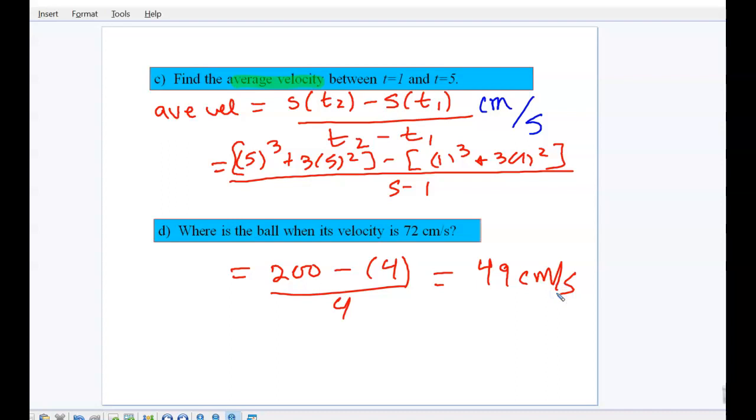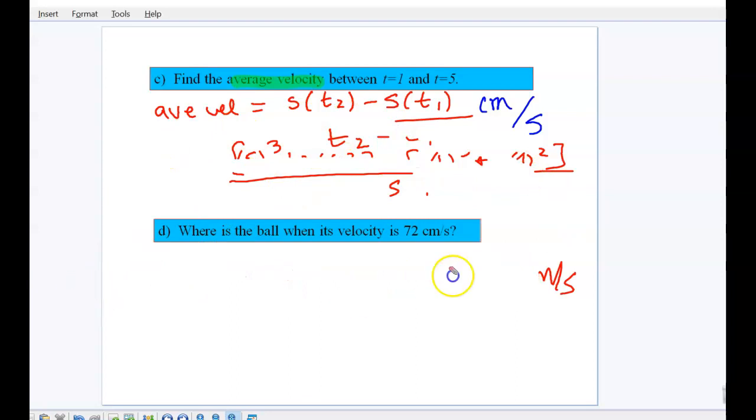Again, note the difference between average velocity and instantaneous velocity. For instantaneous velocity, I take the derivative of the position function. For average velocity, I use the position function in a difference quotient, or basically our simple slope formula, to find the average rate of change.